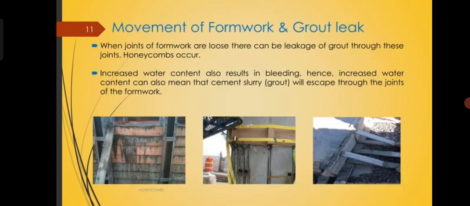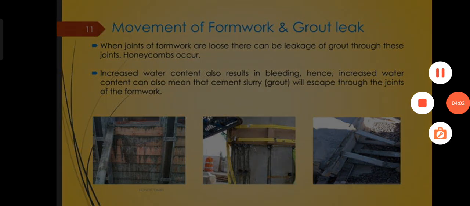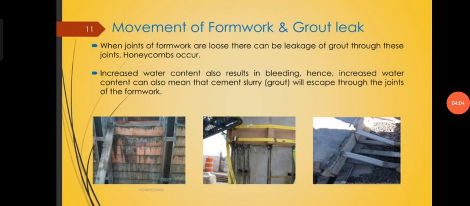And the movement of the formwork and grout leak. When joints of formwork are loose, there can be leakage of grout. At those joints honeycombs occur. Increased water content also results in bleeding. Hence, increasing water content can also mean that cement slurry will escape through the joints of a formwork. Therefore, the cement mixing with the sand and the other components should be very perfect.